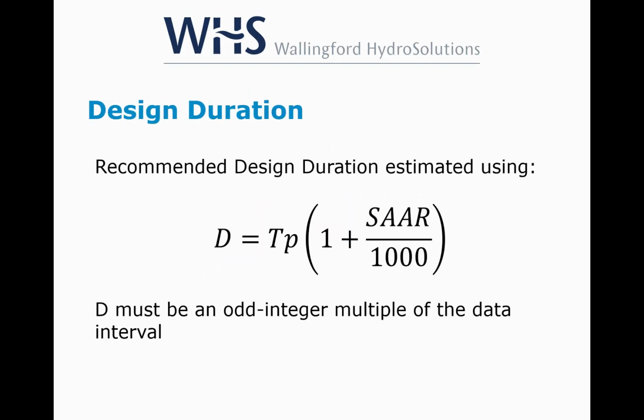So we can see from the DDF model that for a given return period, we also need to know what duration we're interested in. So what we often use is the recommended design duration. And this is based on this equation here, so it's related to our time to peak and our wetness, i.e. SAR. It must be an odd integer multiple of the data intervals so that we can have a peaked rainfall event.